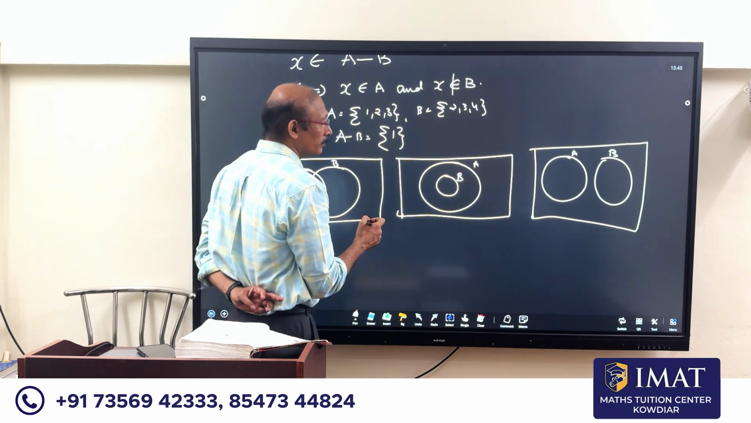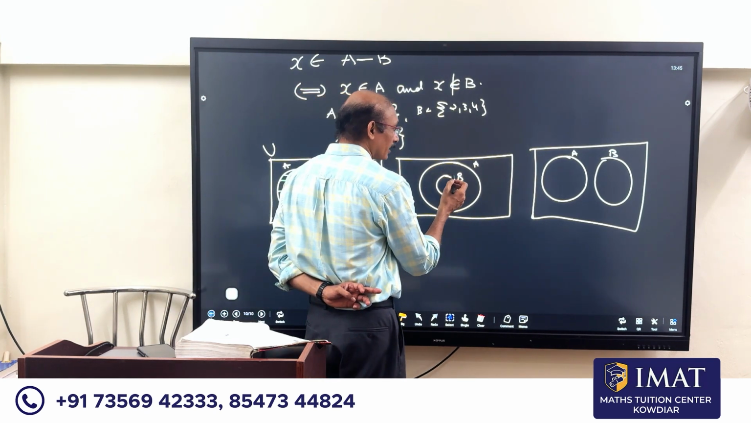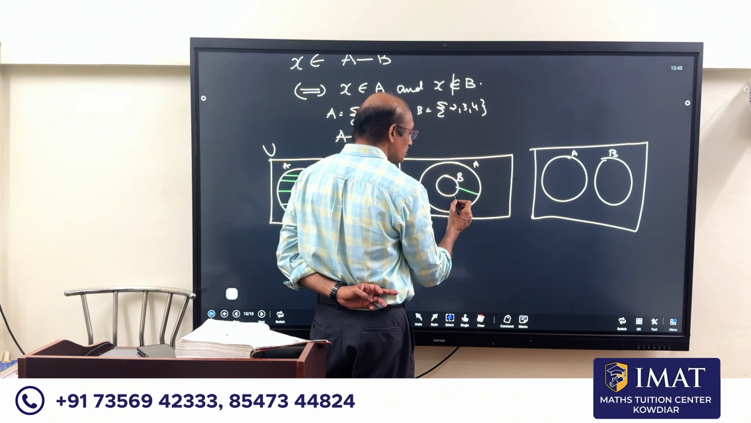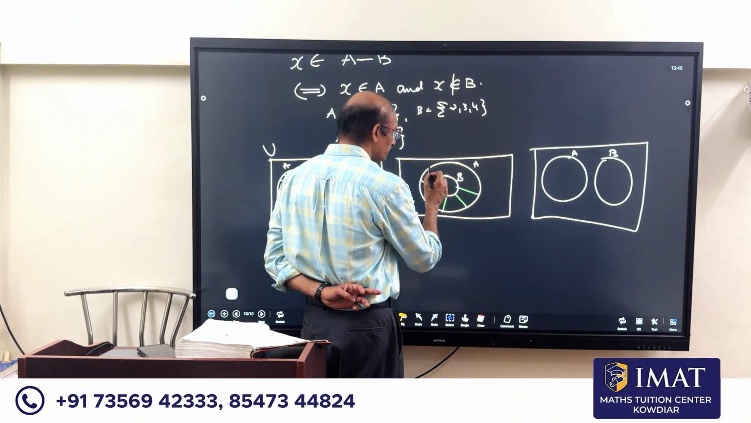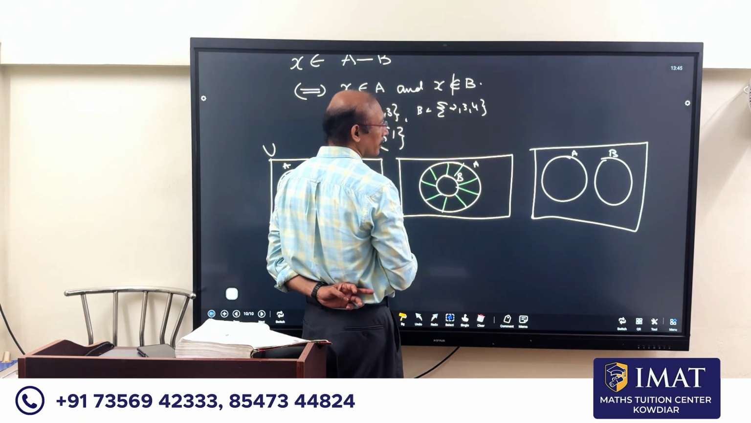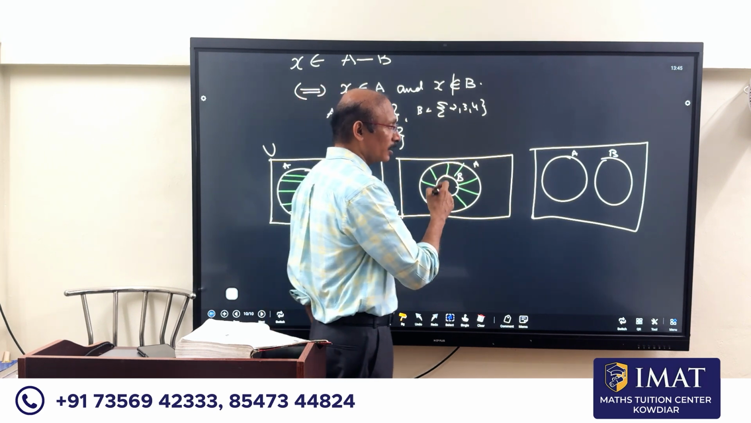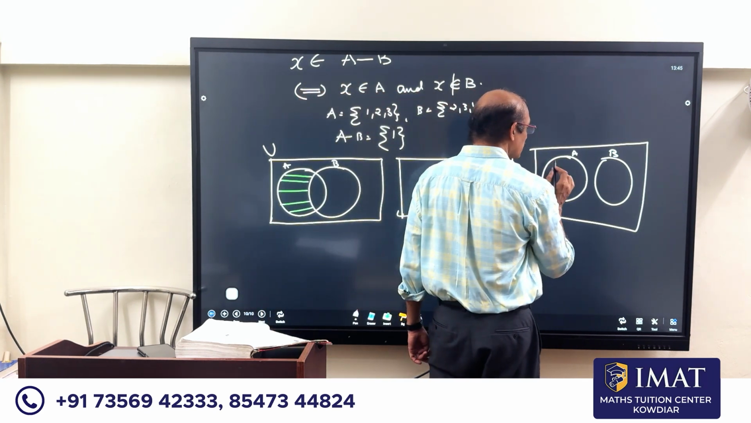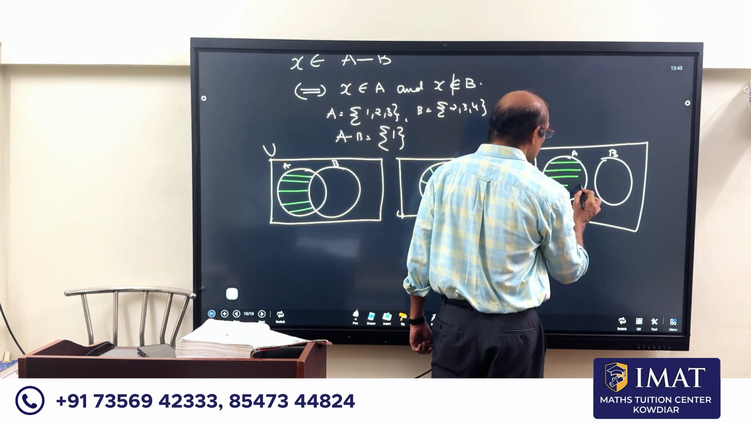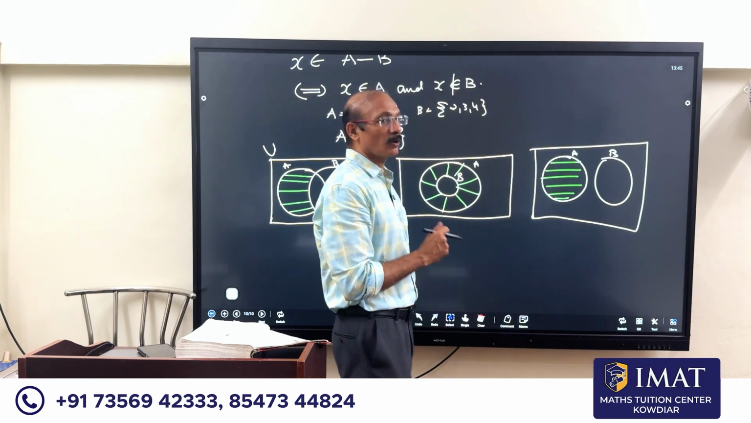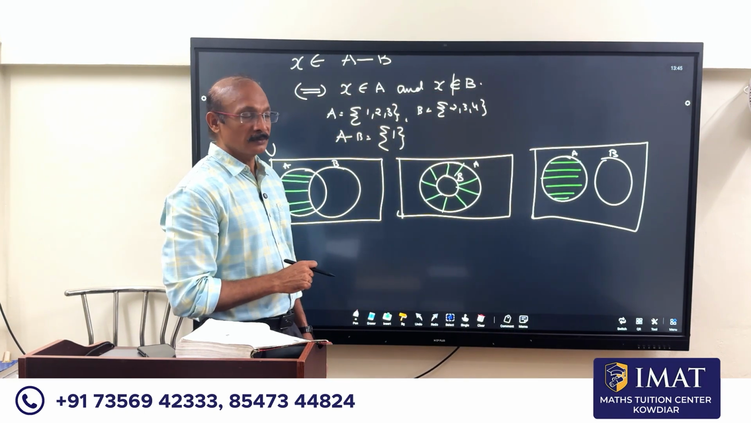Now here, what do you mean by saying elements that are in A but not in B? So the region outside the circle. This is A minus B. What about here? The region that is in A alone. So this is A, which is not in B. So this is A minus B. You can call this A minus B also.